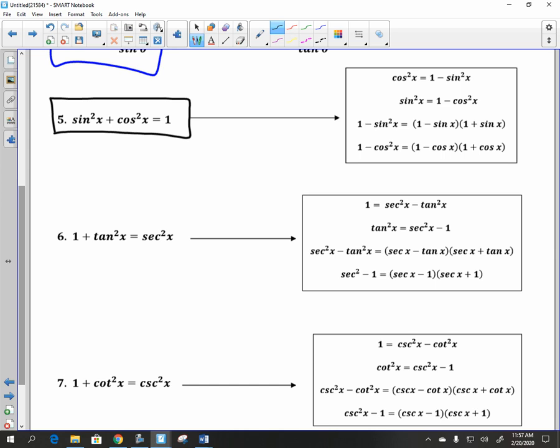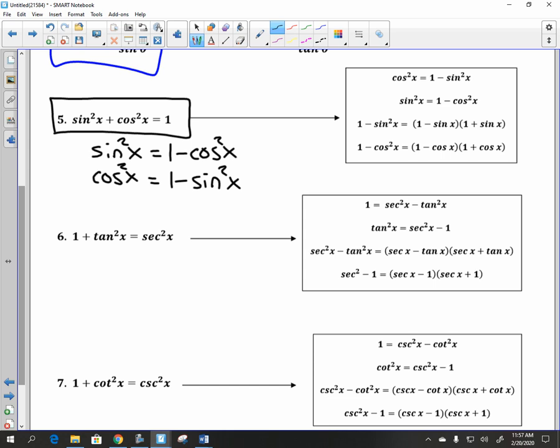The nice thing is I can change that formula all I want to. I could subtract a cosine squared from both sides. I'd have 1 minus cosine squared over here. What would I have left over on that side? Sine squared. In fact, I could subtract a sine squared from both sides, and I'd be left with what?